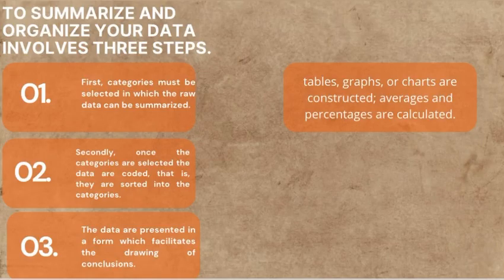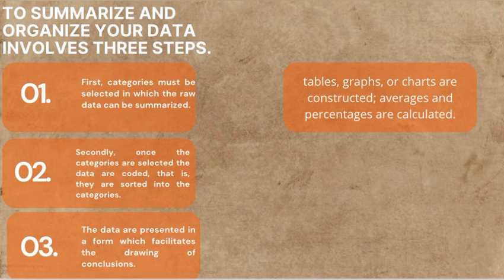To summarize and organize your data involves three steps. First, categories must be selected in which the raw data can be summarized. Secondly, once the categories are selected, the data are coded, that is, they are sorted into the categories. Finally, the data are presented in a form which facilitates the drawing of conclusions.